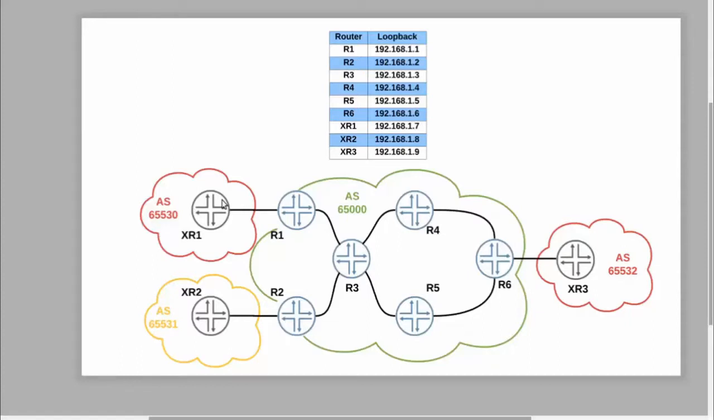BFD is a very simple protocol, and what we do is that we slave the liveness detection of routing protocols to BFD, and because BFD is a much more simple protocol than the standard hello messages that are being sent by a routing protocol, it means that we can send them at a much more aggressive interval.